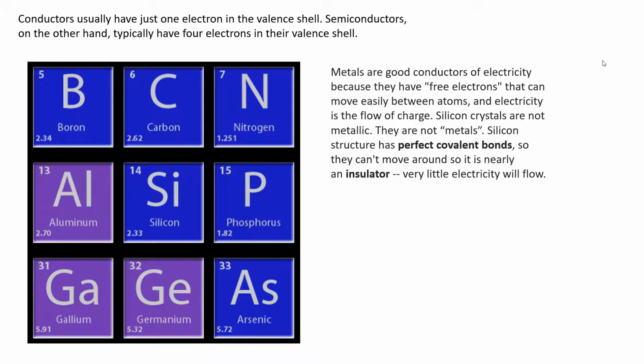This is talking about conductors and insulators. Conductors have delocalized electrons because they have 1 electron in the valence shell, or outer shell. Semiconductors, on the other hand, typically have 4 electrons in their valence shell. Metals are good conductors of electricity because they have electrons that can move easily between atoms. Silicon crystals are not metallic because they have perfectly covalent bonds. The electrons can't move around, so it is nearly an insulator. Very little electricity will flow. However, you do need to do some doping. Doping means adding impurities, or adding extra substances, into the semiconductor.